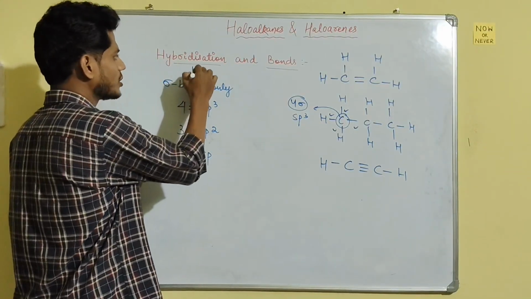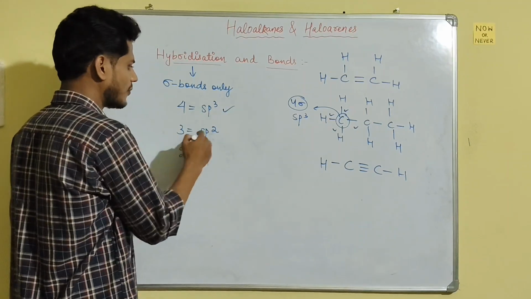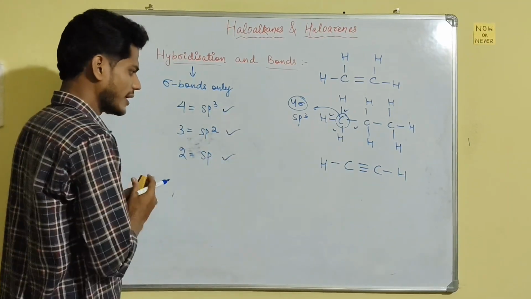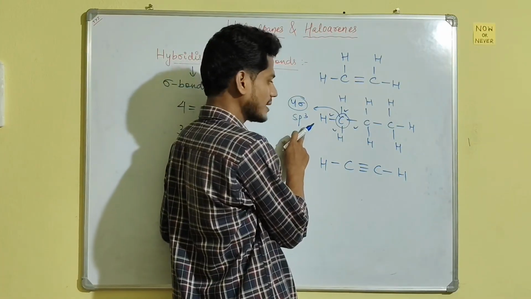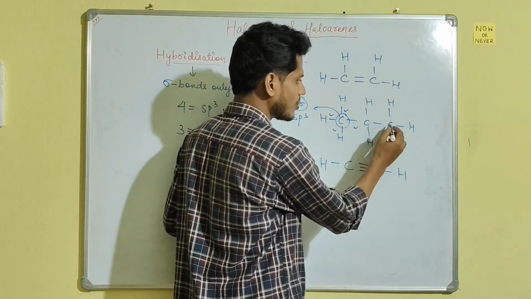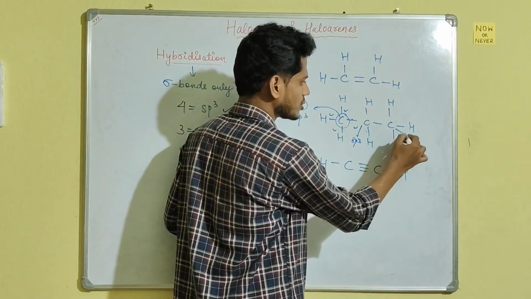Hybridization involves only the sigma bonds. So if it comes 4, it is sp3. If it is 3, it is sp2. If it is 2, it is sp. So here you got the hybridization as sp3. Look at this. Here also the same, 1, 2, 3, 4, sp3. 4 sigma bonds. Here also it will be sp3.